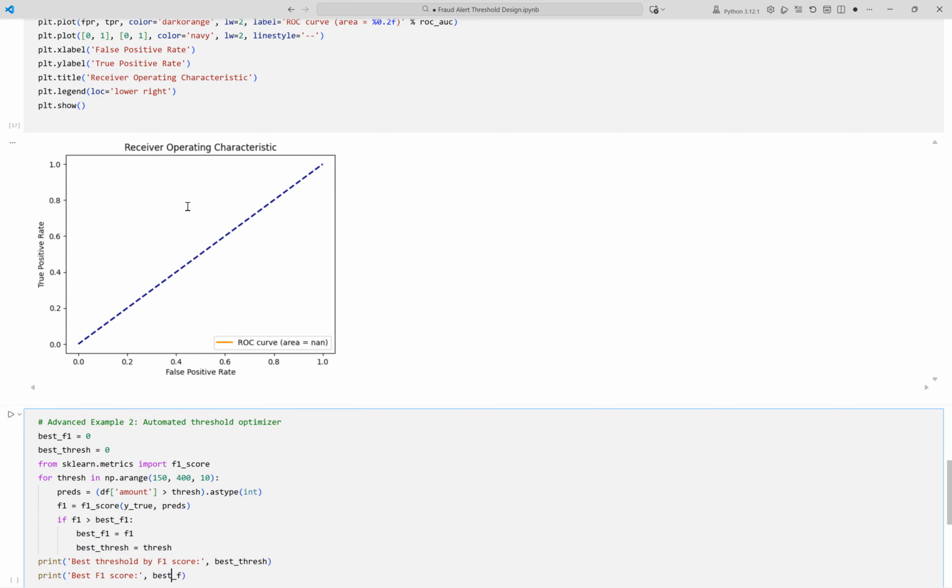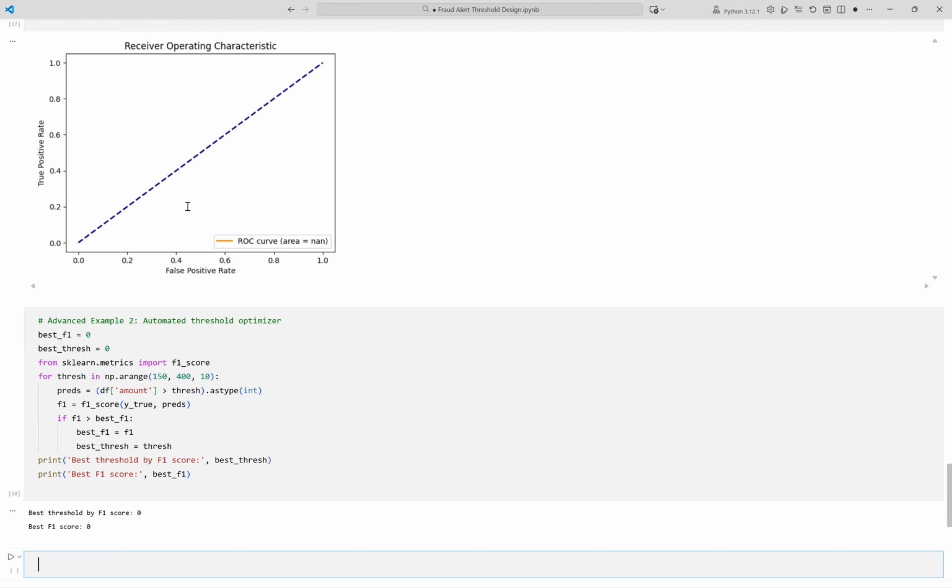Running the cell now. The output shows that the automated threshold optimizer failed to find a meaningful threshold above 150, instead returning 0 with an F1 score of 0. This suggests that the chosen feature or threshold range does not effectively separate classes, highlighting the importance of selecting appropriate thresholds and features in advanced model tuning and the role of performance metrics like F1 in guiding these decisions. Automated search helps quickly find optimal thresholds for any dataset.